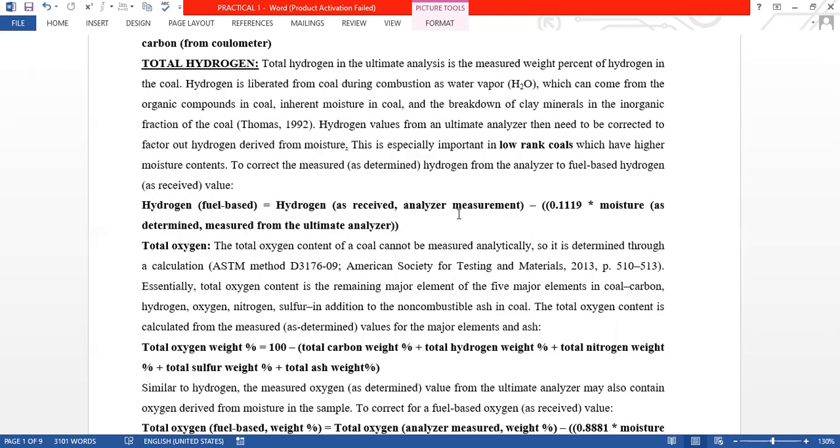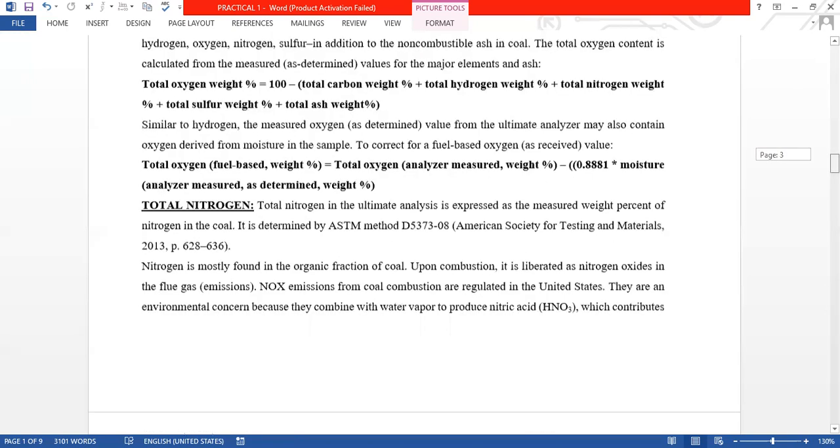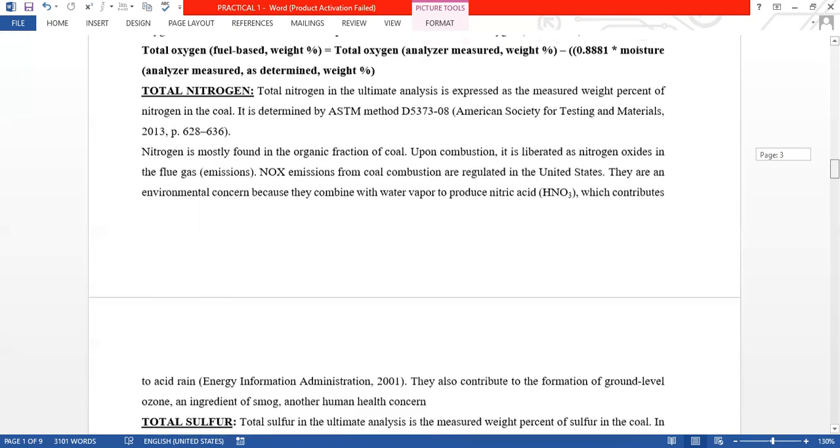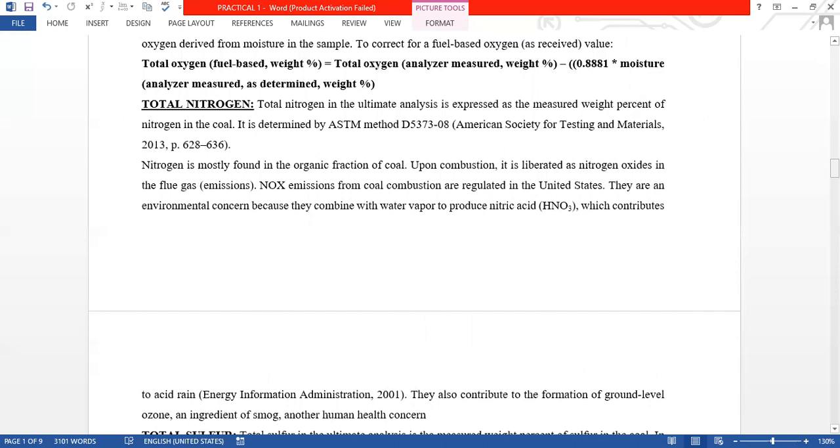Moving towards the total oxygen, this is the formula through which we can find the total oxygen present in the coal through the analyzer. Total oxygen weight percentage is equal to 100 minus total carbon weight percentage plus total hydrogen weight percentage plus total nitrogen weight percentage, meaning all the elements present in the coal, for the analysis of the other substances.